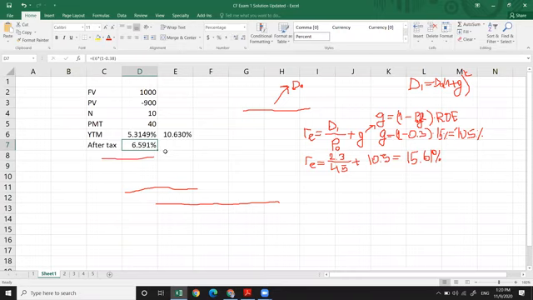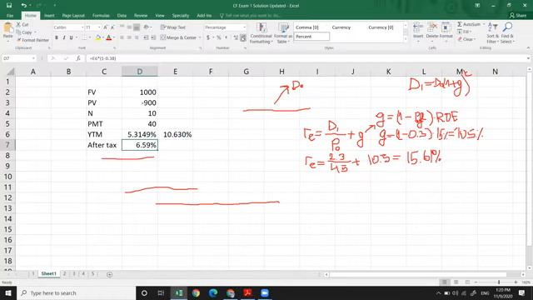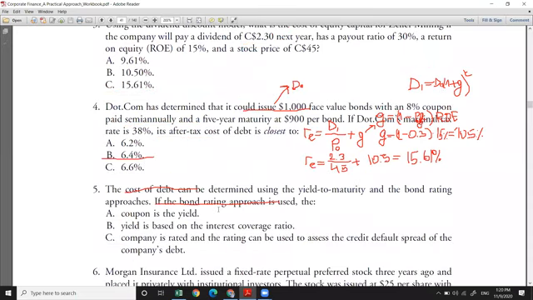So after the tax, the cost of debt is equal to 6.59%. So let's see whether we have this answer. So there is C, if you round it, you're gonna get this one. 6.59 is 6.6. If you round in Excel, 6.6. So it is C. So let me erase this all.